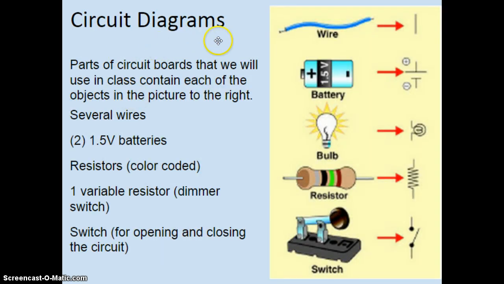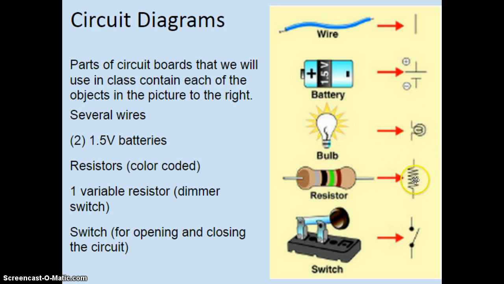So here are circuit diagram symbols. Parts of the circuit boards that we'll use in class contain each of the objects in the picture to the right. We'll be using all kinds of different wires. We'll be using 1.5 volt batteries, and we'll label these based on the positive and the negative end. These are the terminals. Cathode goes up here. Notice it's a larger upside down T shape. And the negative side, the anode, is a smaller T. The light bulb itself has a little squiggly line with a circle around it.